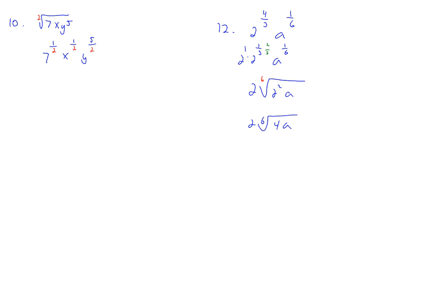All right, so 7 to the 1/2, x to the 1/2, y to the 5/2. That one's pretty straightforward. Put the index there to show you the 2. On 12, 2 to the 4/3 is 2 times 2 to the 1/3. This way, you don't end up with a gigantic radicand. If you didn't do that, you would end up with 2 to the 4th inside, which is 16 inside.